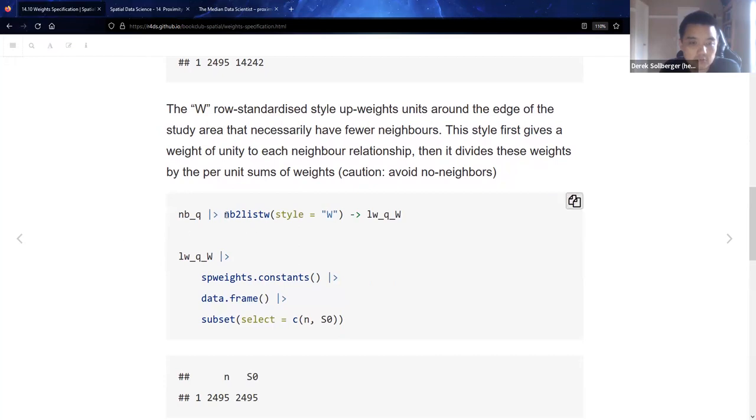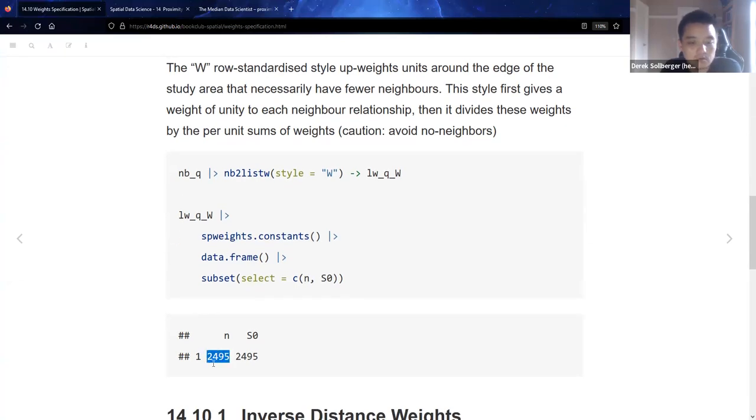So this is one of those situations where before you run the calculation, you want to get rid of the no neighbors. You want to get rid of the isolation and ensure that you have a connected graph. This time around, here we have the number of nodes. And because it's standardized, the sum of the weights happens to be the same number.